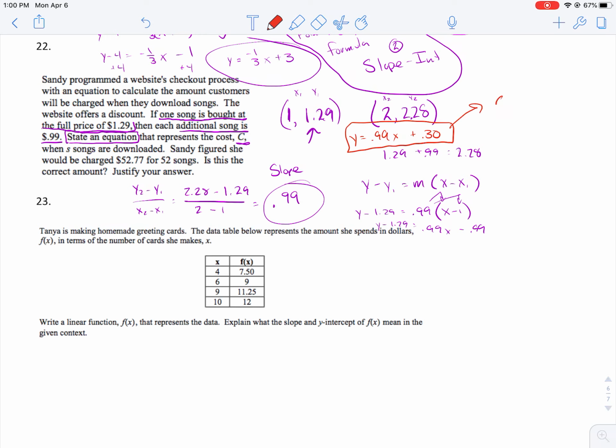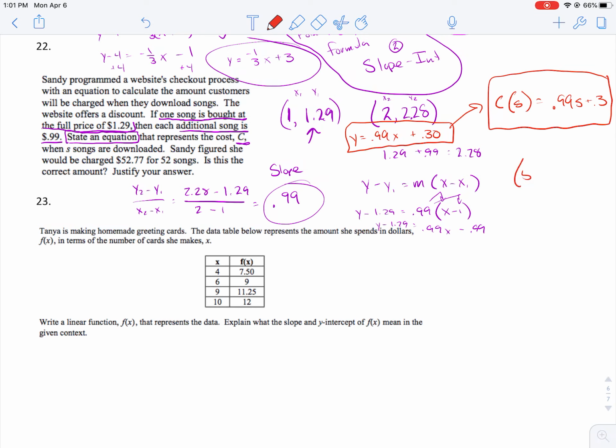State an equation that represents the cost C when songs are downloaded. Okay, so we're not quite there yet. All right, so here's an equation. We need to write it in terms of C and S. So in this case, our output goes in for our Y, and anywhere you see an X, you trade it for an S.